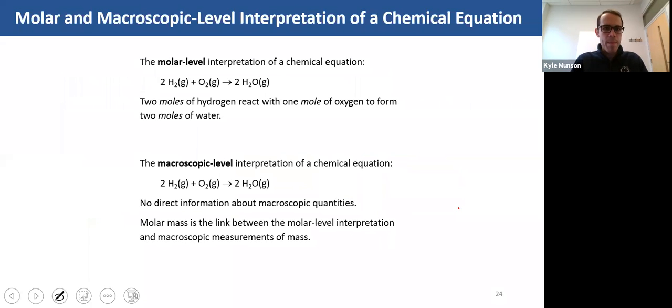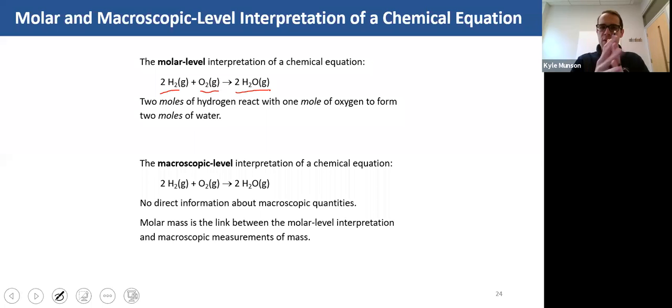to be talking about. So you have the molar level interpretation of a chemical reaction, where we can say, like we did with our balancing of chemical reactions, 2 moles of hydrogen react with 1 mole of oxygen to form 2 moles of water. So there's a relationship there.